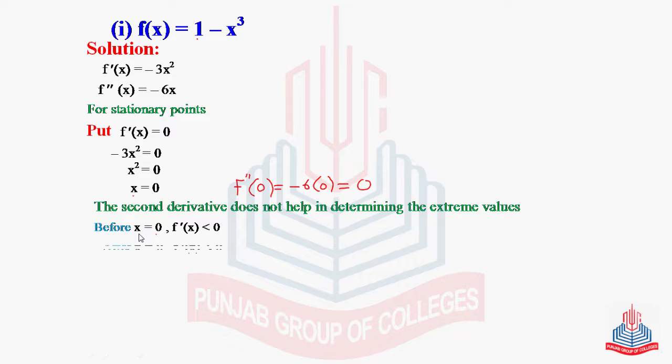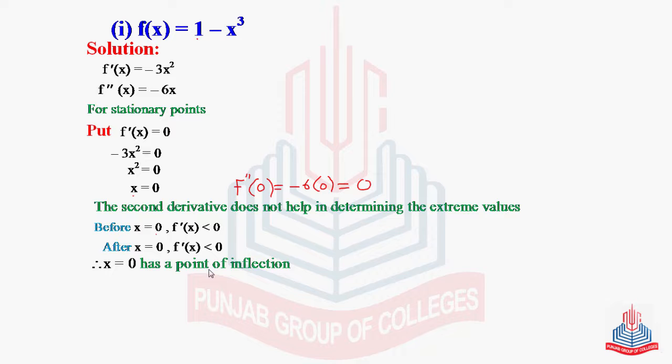And after x is equal to 0, which are positive values, and when we put this value in minus 3x square, that will again be less than 0. So first derivative less than 0 before x is equal to 0, and also less than 0 after x is equal to 0, and that shows that it is not changing the sign before and after x is equal to 0. Hence we can say x is equal to 0 has a point of inflection.